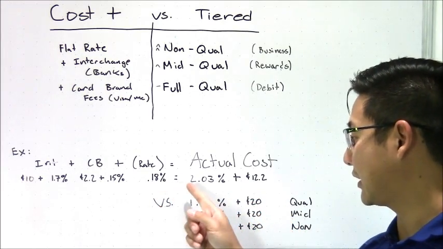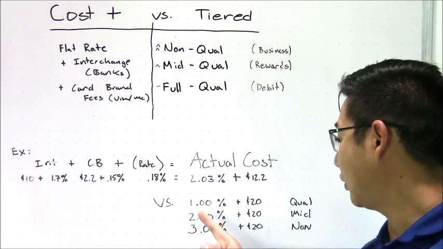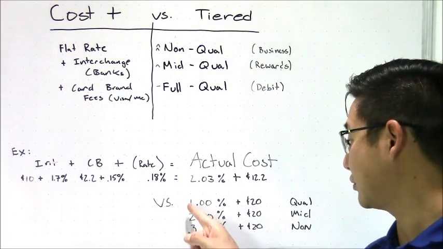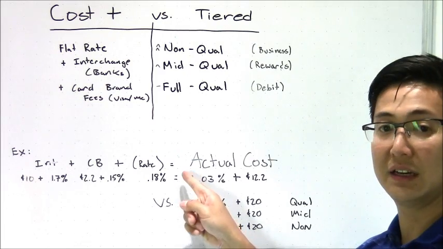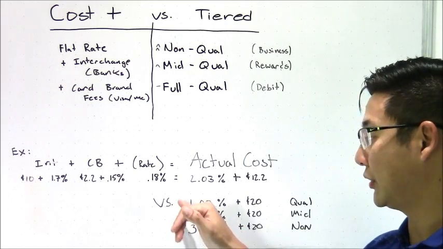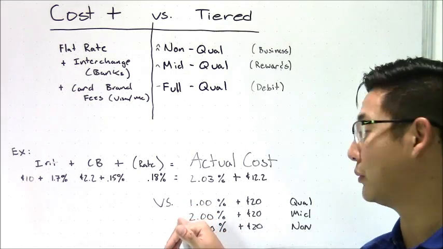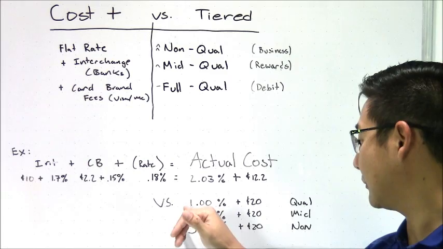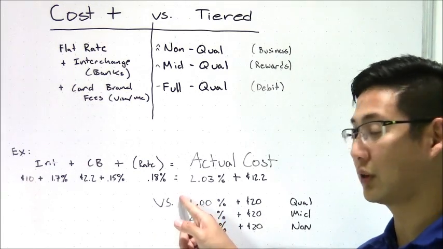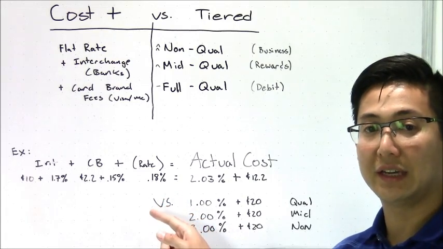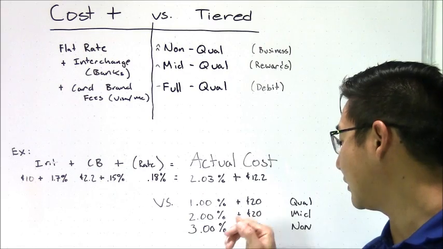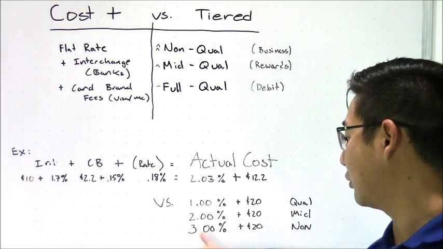The way that it compares with the other ones is that if you are taking all qualified cards, this advertised super low rate is going to be less than the cost of the cost plus pricing. But when you look at the mid-tier, which sometimes can double your qualified rate, or your non-qual rate, which sometimes can triple your qualified rate, then you actually end up paying more even though you think you're getting the super low rate. It all comes down to what your mid and your non-qual rates are.